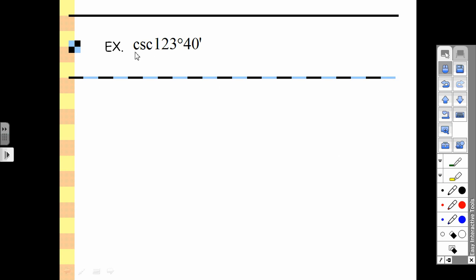If you recall, cosecant is the reciprocal of sine. So I can rewrite this expression as 1 over the sine of that angle, 123 degrees, 40 minutes. And you should have a reciprocal button on your calculator, which is going to look like 1 over x, or maybe it's x raised to the negative 1. So take a look at your calculator and see if you have that button.